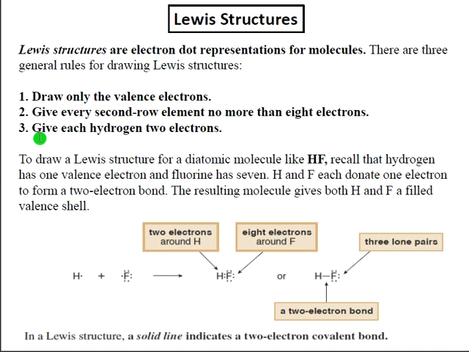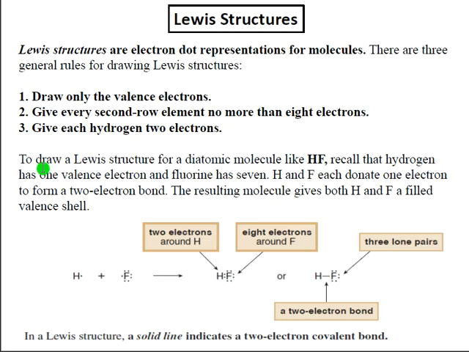Third, give each hydrogen 2 electrons. For every hydrogen, always 2 electrons. And to draw a Lewis structure for a diatomic molecule. Diatomic molecule means a molecule containing 2 atoms. Okay, like HF, we have hydrogen and fluorine.